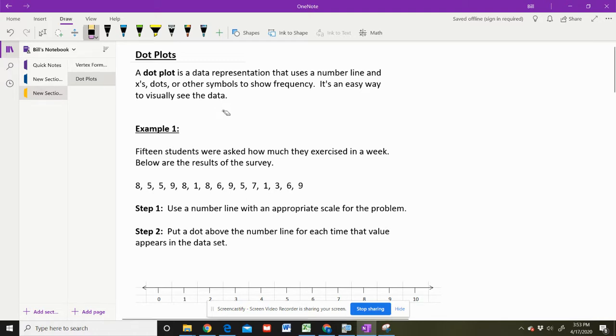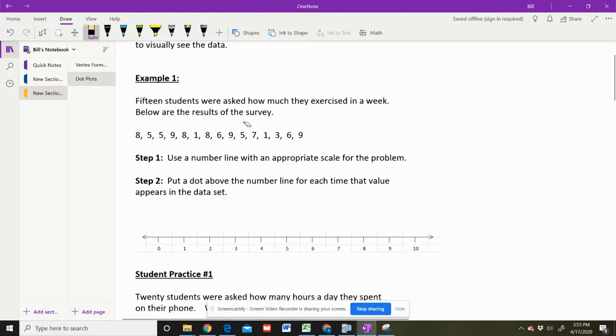So I'll show you how to make a dot plot with this first example. We've got 15 students who were asked how much they exercised in a week. Below are the results of the survey. So you can see the range of data that we have here. We could put it in ascending order and try to make some type of frequency table, and that way help us do the dot plot.